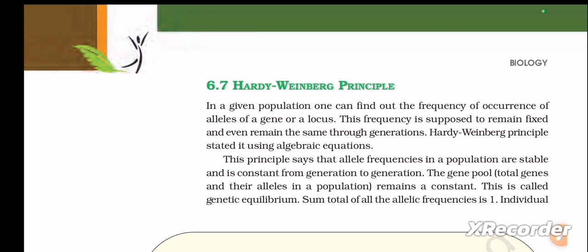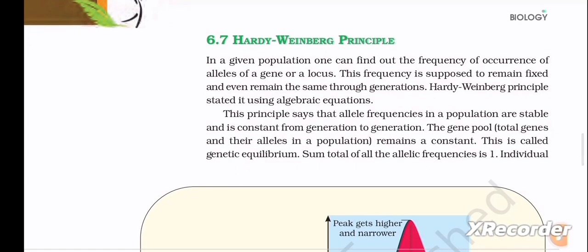In a given population, one can find out the frequency of occurrence of alleles of a gene or a locus. This frequency is supposed to remain fixed and even remain the same through generations. The Hardy-Weinberg principle stated it using algebraic equations. This principle says that allele frequencies in a population are stable and constant from generation to generation. The gene pool, the total genes and their alleles in a population, remains constant. This is called genetic equilibrium.